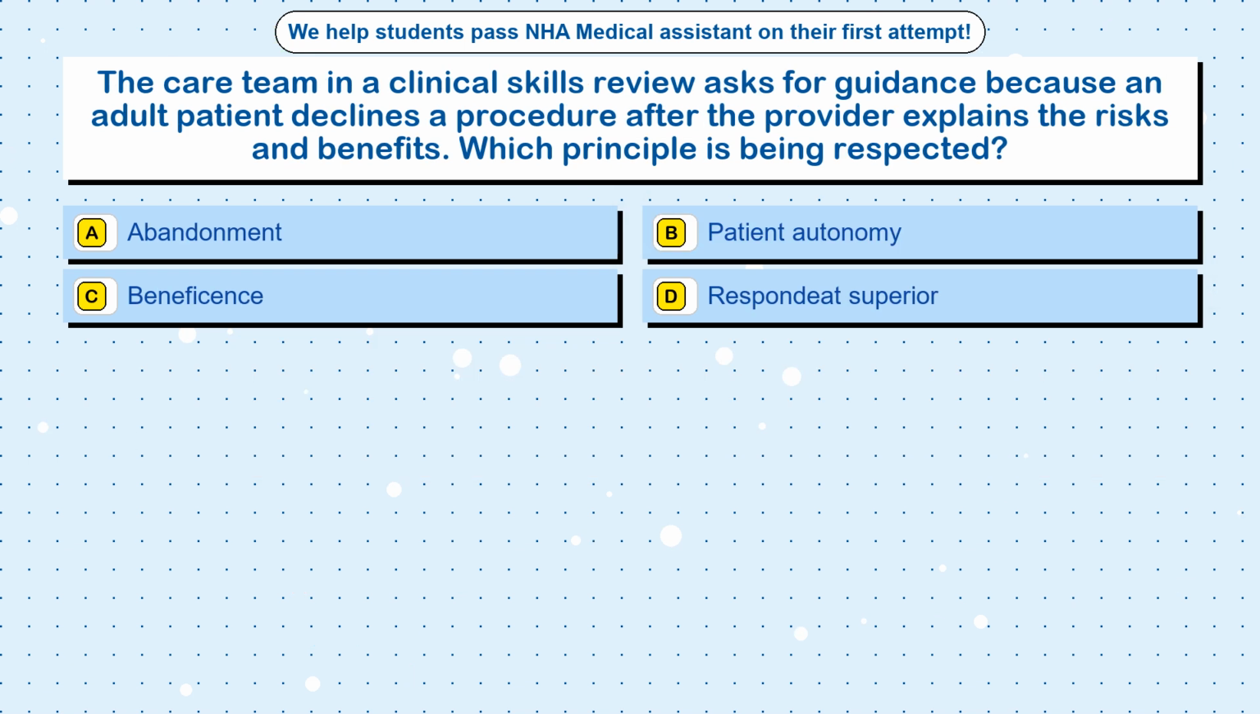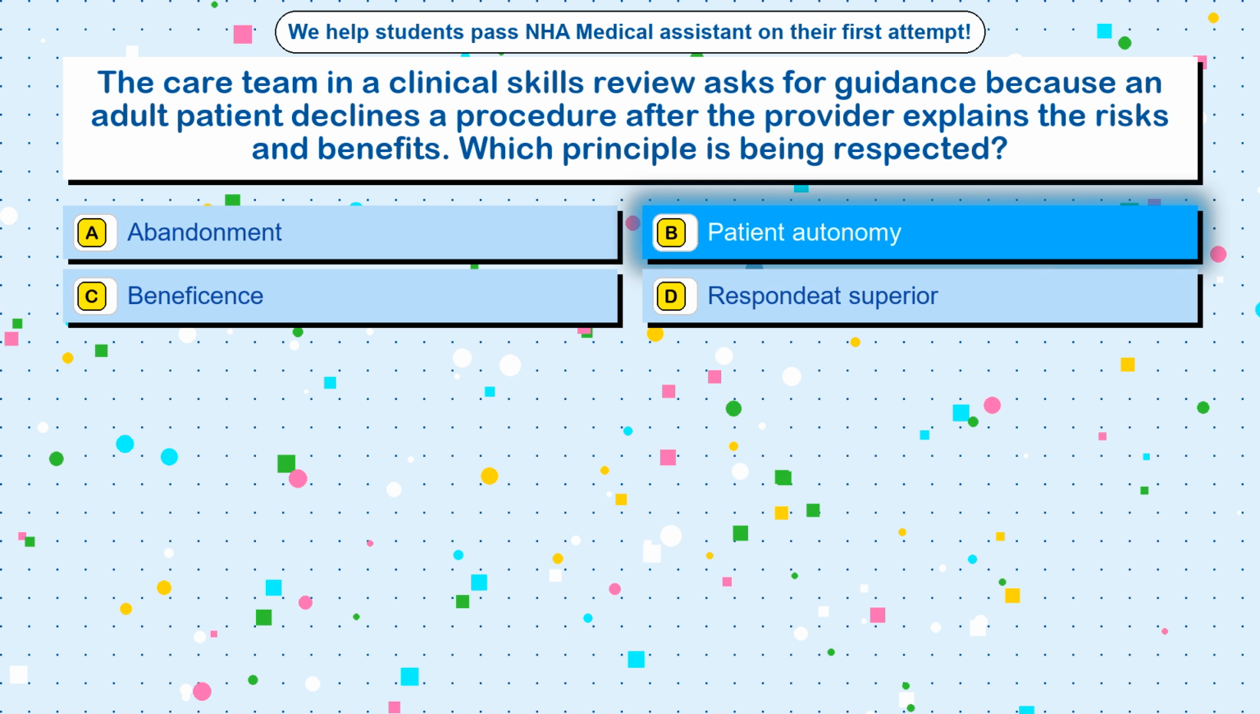Question 79. The care team in a clinical skills review asks for guidance because an adult patient declines a procedure after the provider explains the risks and benefits. Which principle is being respected? Option A, abandonment. Option B, patient autonomy. Option C, beneficence. Option D, respondeat superior. The correct answer is option B, patient autonomy.